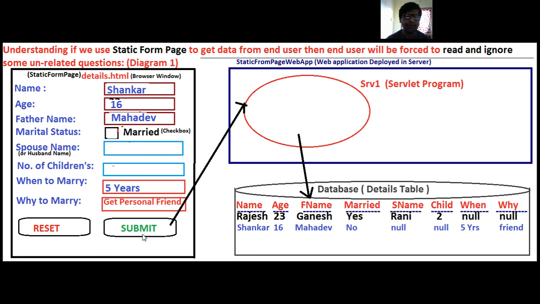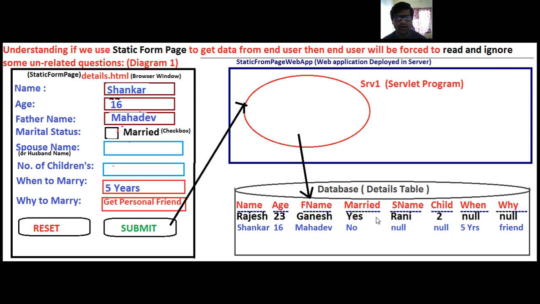And when he hits the submit button, that request should be trapped by the web application and sent to the Servlet program whose name is SRV1. The Servlet program will gather that request, read the data from the request parameters, process that request, interact with the database table, and insert the record into the database. You can see here Shankar 16, Mahadev, null and null.